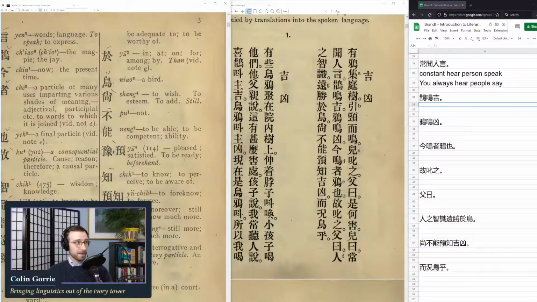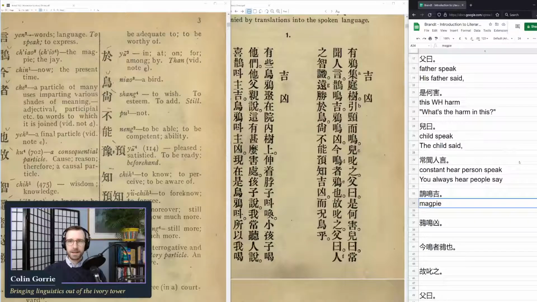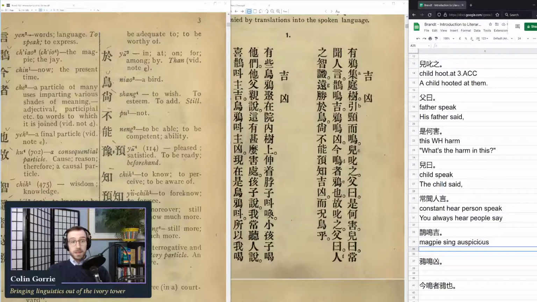Okay, so magpie. Magpie, and then we have this word already, I think. Yes, okay, sing. Magpie sing, ming, I think. So something like ji, auspicious. So you always hear people say magpie sing auspicious. Maybe this is going to be something like when a magpie sings, it is auspicious. So a magpie singing is auspicious. Maybe that would be one way of translating it. Let's make that our guess.